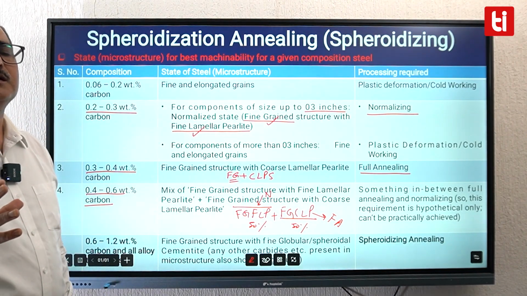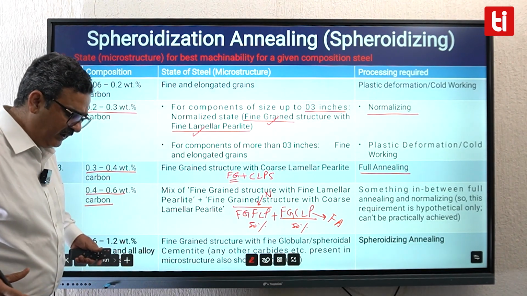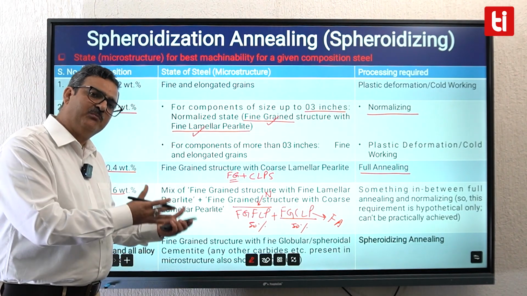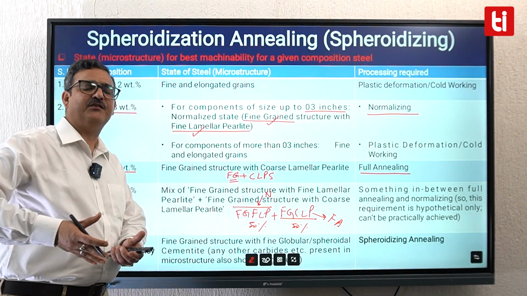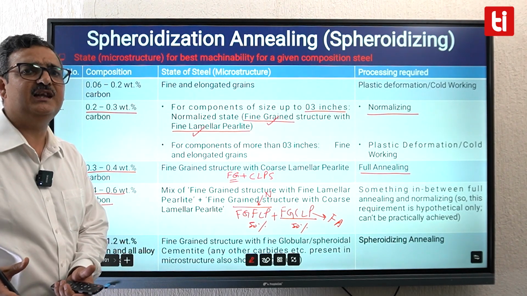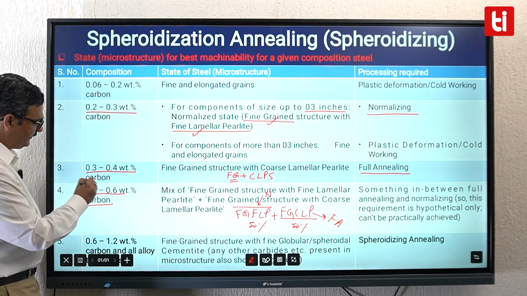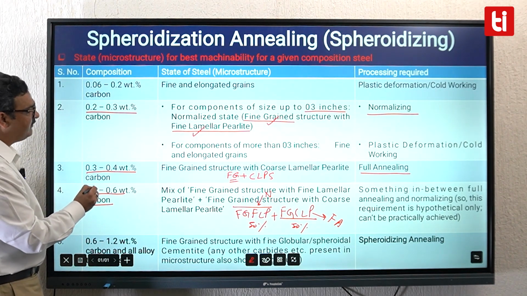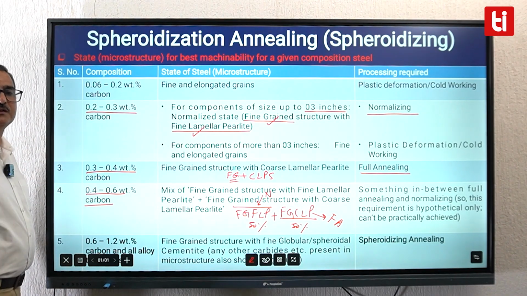But this is only a theoretical concept. Ideally, you cannot give a processing route whereby you get 50% coarse lamellar pearlitic structure and the remaining 50% fine lamellar pearlitic structure. So depending upon where the carbon content of the steel lies, if on this side, give it full annealing, if on the higher side, give it spheroidization annealing.